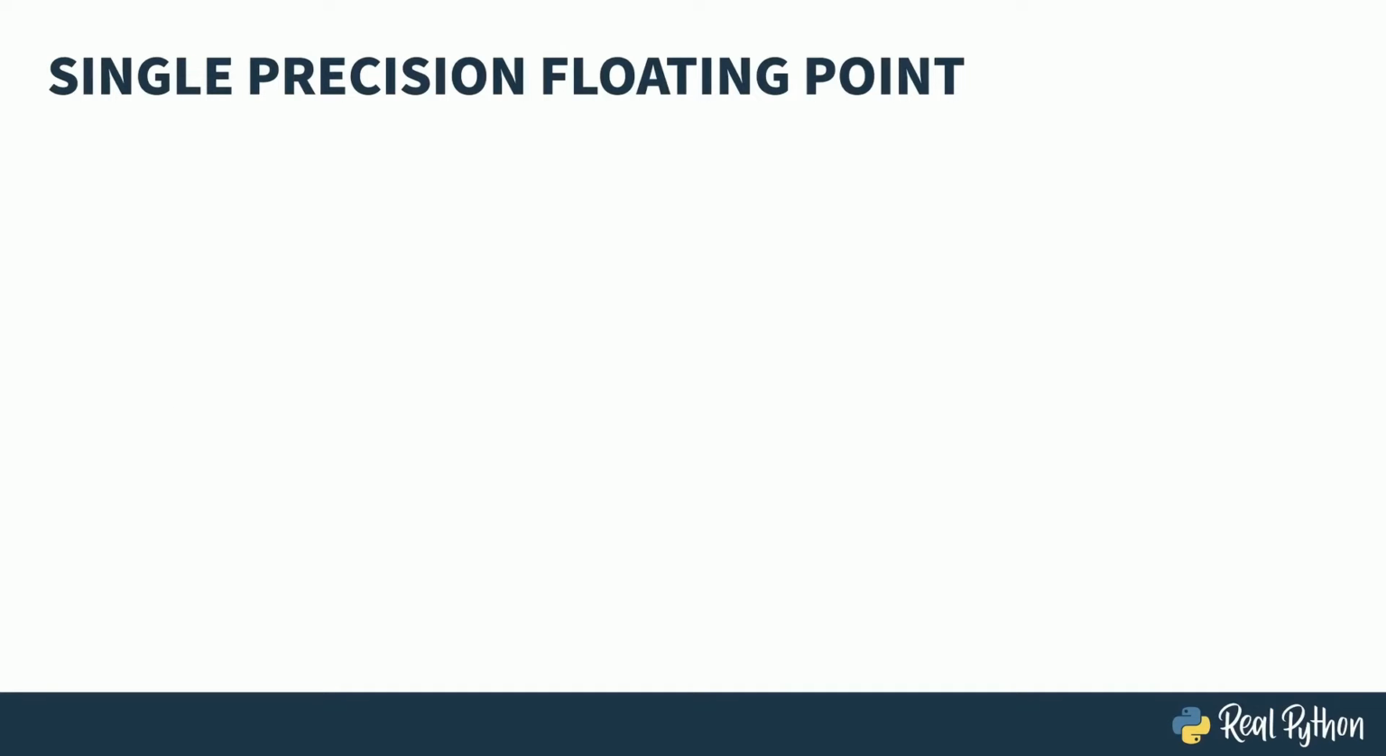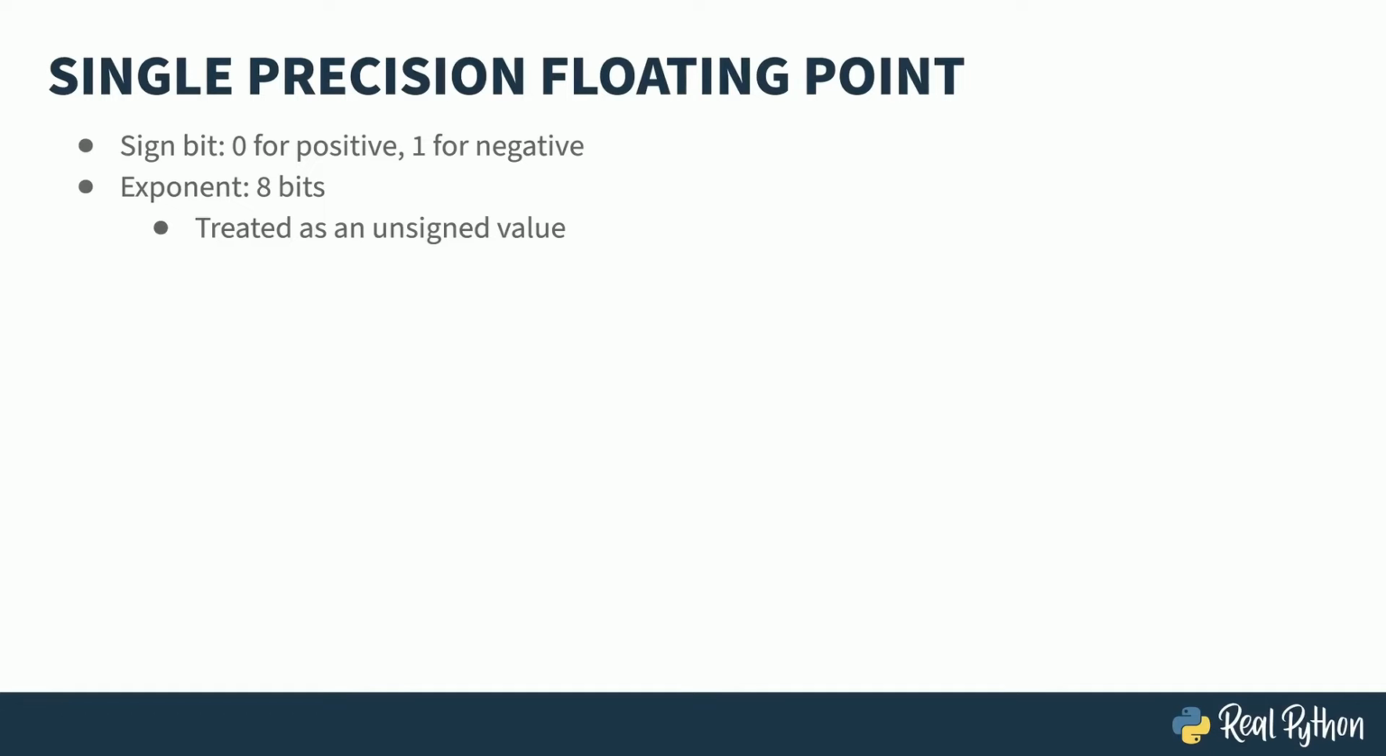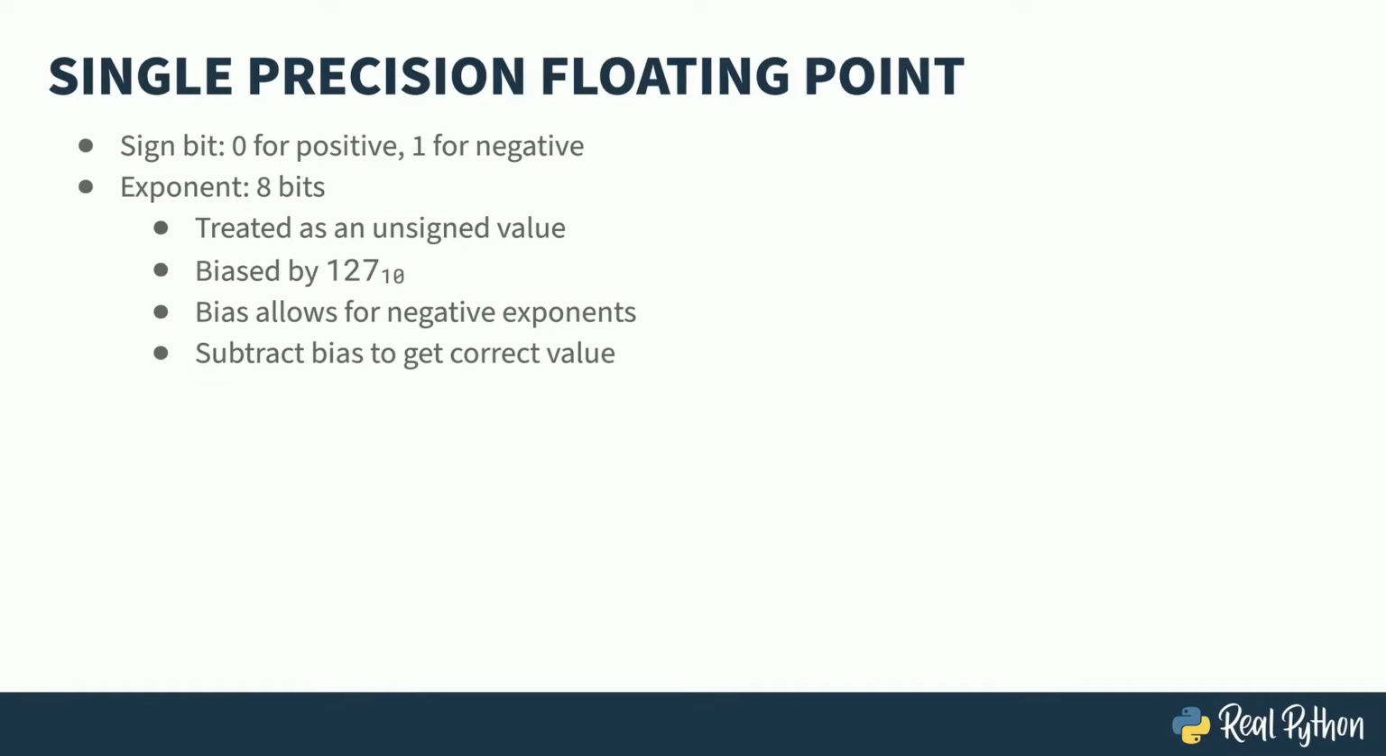Let's look a little deeper at the single precision floating point number. The sign bit is 0 for positive and 1 for negative. That should seem a little familiar. The exponent is 8 bits. The number is treated as an unsigned value. To get small fractional numbers, you need a negative power. That's done by biasing the exponent. That means the raw number actually represents 127 more than the actual number. Subtract the bias and you get the right value.